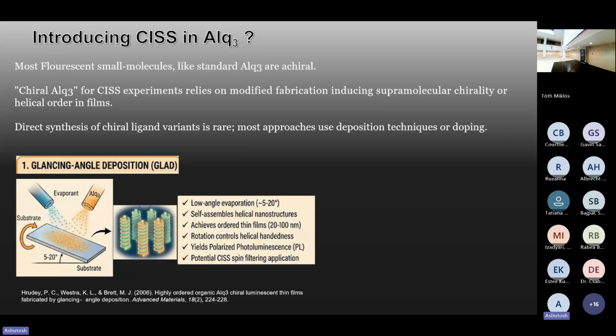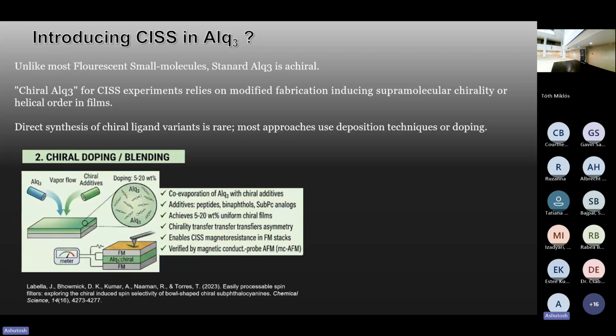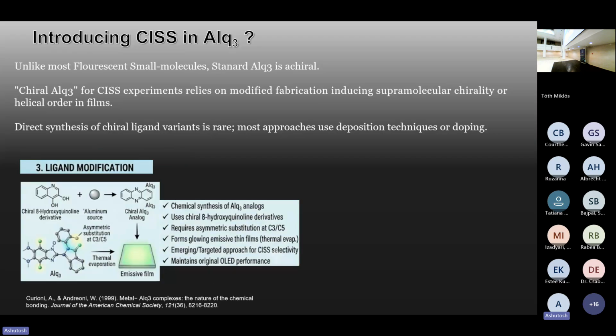AlQ3. The other is mixing chiral additives into AlQ3, and that enhances the chirality. So 5 to 20% by weight of chiral additives are added while vaporizing AlQ3 onto the substrate. And the third one is ligand modification, where the electronic structure of AlQ3 itself is changed. At some sites, like C3 or C5, asymmetry is introduced so that the overall structure doesn't remain symmetric. So in that sense, we can introduce chirality. The best method is the GLAD method, which has been reported.